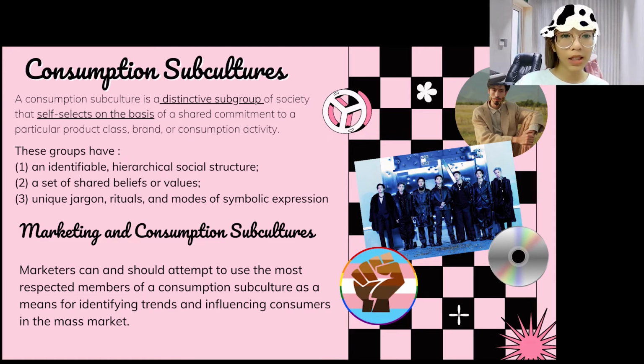These groups have an identifiable hierarchical social structure, a set of shared beliefs or values, unique jargon, rituals, and modes of symbolic expression. So they are reference groups of their members, as well as those who aspire to join or avoid them, like K-pop, cosplay, Asian, LGBTQI, and each has a set of self-selecting members.